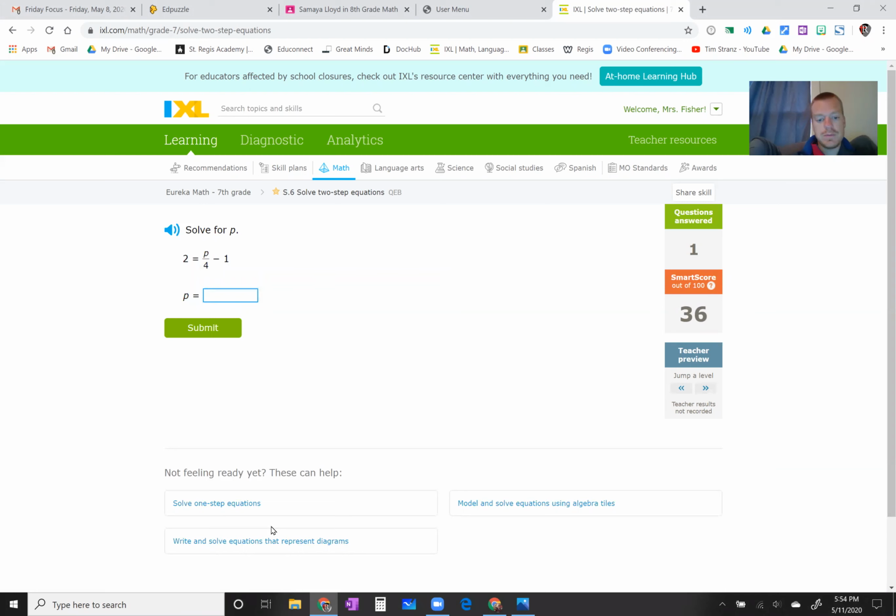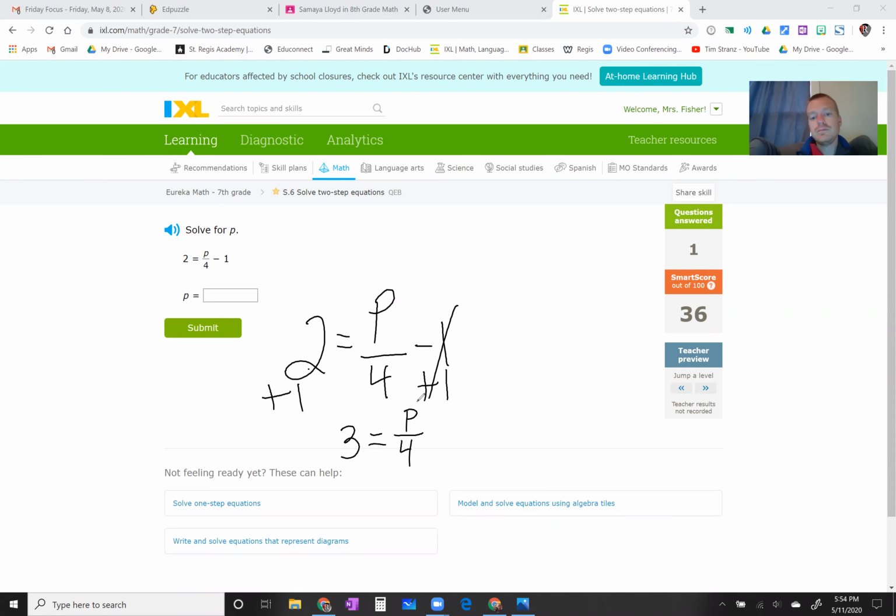Okay, let's look at this one. So I'm going to write it bigger so we can see it better. 2 equals p divided by 4 minus 1. Again, I got to get p all by itself. First thing I'm going to do is just get rid of this 1 by adding it, because it's subtracting 1, so I need to add it. I have to do it to that side, okay? This cancels those out. 2 plus 1 is 3. So now I got 3 equals p divided by 4.